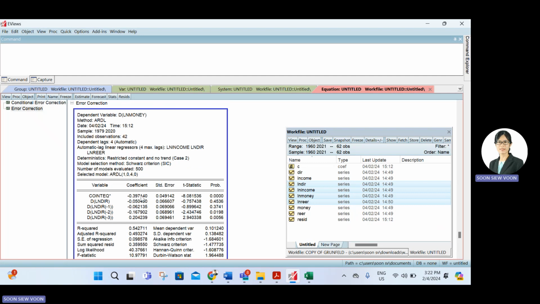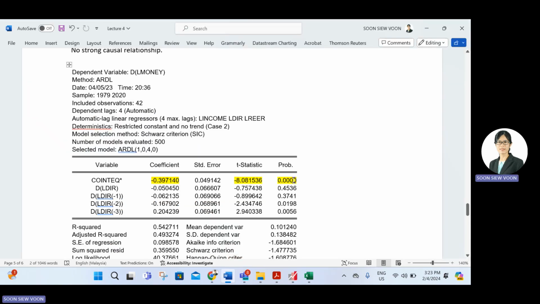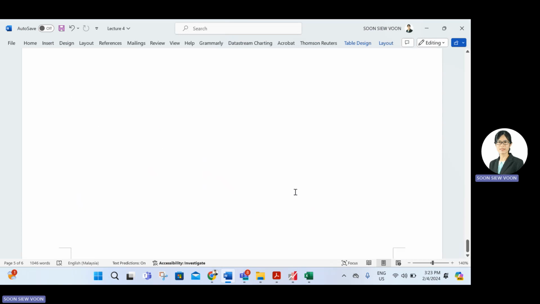This is a single equation approach. It's different compared to the Johansen and Juselius, right? There we have a vector, the vector error correction model. But this one is the error correction model for the single equation, with the ECT of negative 0.397. And this ECT is significant at 1%. So what can you conclude here?